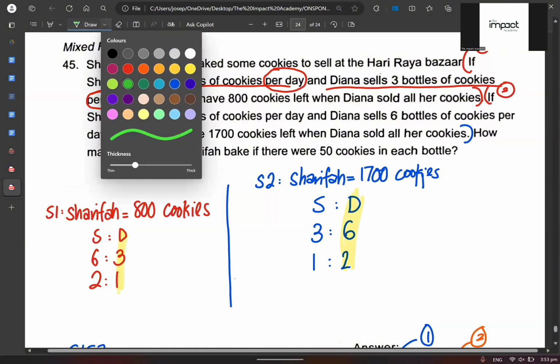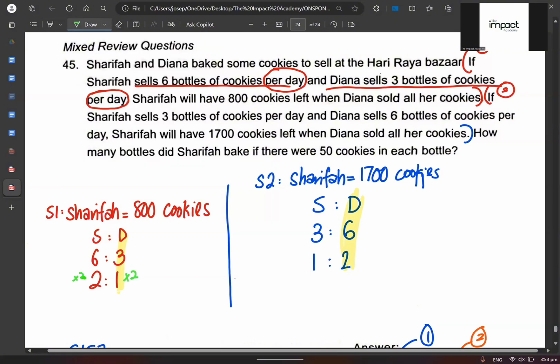So my job now really is to times 2 here and I times 2 here. Correct now? And what do I get? I'll get 4 is to 2. Let me say this again. Diana should be the same for both S1 and S2. Am I making sense or not making sense?